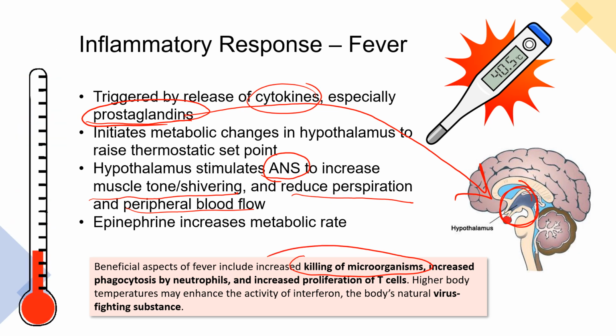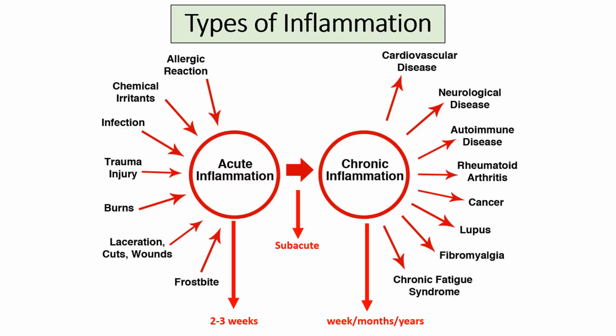It causes increased phagocytosis by neutrophils, and it causes increased proliferation of T cells, meaning T cells will divide and make more of themselves, and that is a good thing. Higher body temperatures also enhance the activity of interferon, which is the body's natural virus-fighting substance. So this elevated temperature is actually a good thing, but when it becomes too high, it starts to cause problems. That's why once it hits a certain level, that's when we want to try to reduce it.